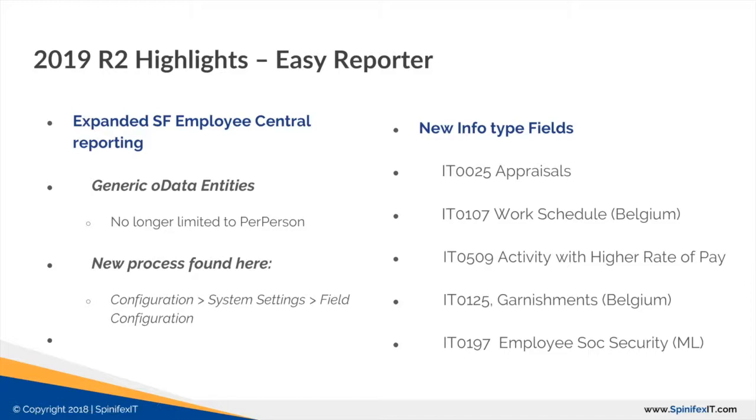We've also added some additional ECC master data fields from infotypes such as Infotype 25 appraisals, Infotype 107, which is a Belgium infotype for work schedules, manager reporting from Infotype 0509, another infotype for Belgium, Infotype 125 garnishments, and Infotype 197 for Malaysia.